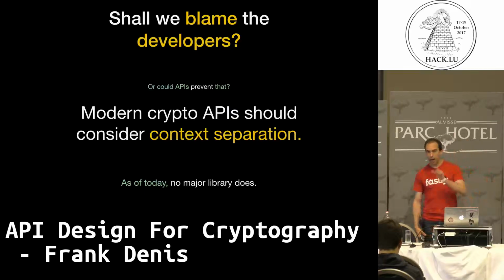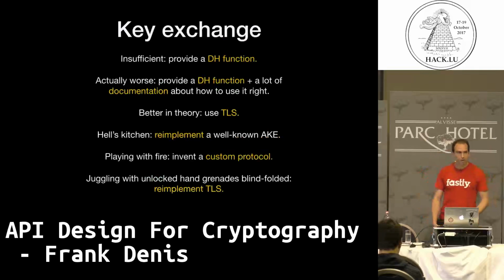I'm going to use it to hash a username. I'm going to use it to encrypt some message. And if you use the same key in two different contexts, you get a different result. So it prevents this kind of bug. As of today, no major crypto library actually implements this.